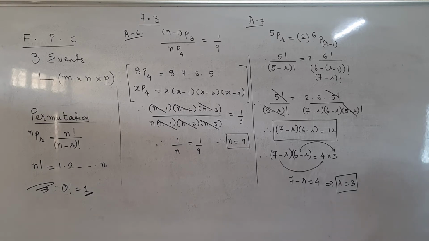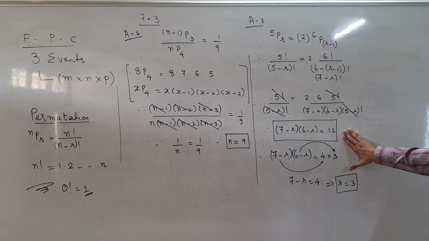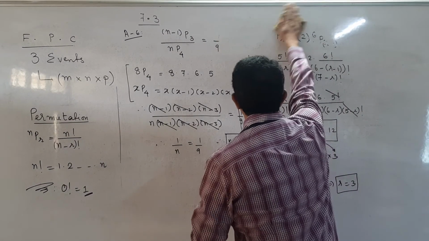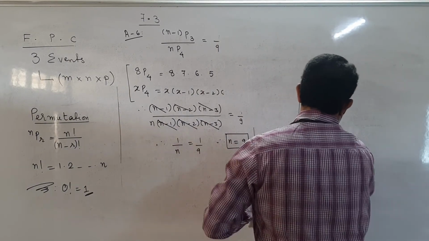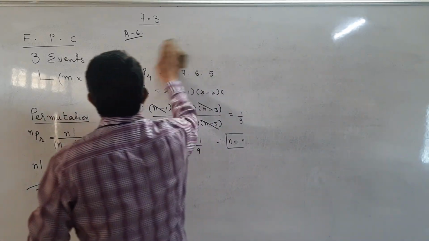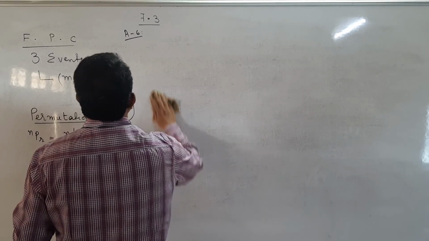Otherwise, suppose this was written as 15, then 15 cannot be factorized as consecutive factors. Suppose it was 24. 24 is not factorized as consecutive factors. So be careful. This shortcut technique is really applied if both the sides are consecutive factors, otherwise not. Okay students, now the second part of the sum.